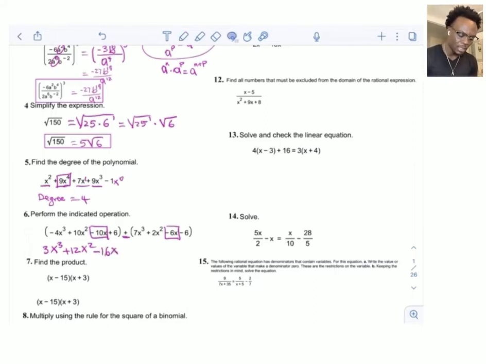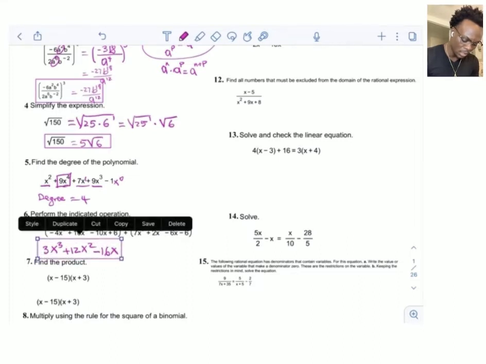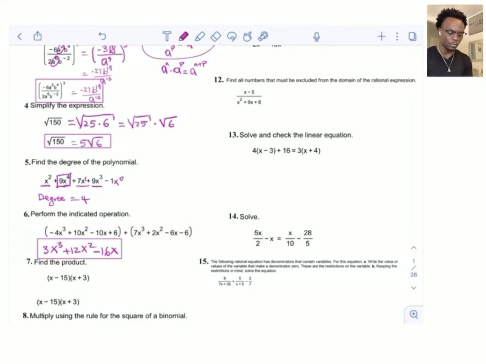And the last term is the constant term. We have plus 6 plus negative 6. It's like 6 take away 6, 0. So the final answer for this is 3x to the 3rd plus 12x squared minus 16x, which is the result of the sum.